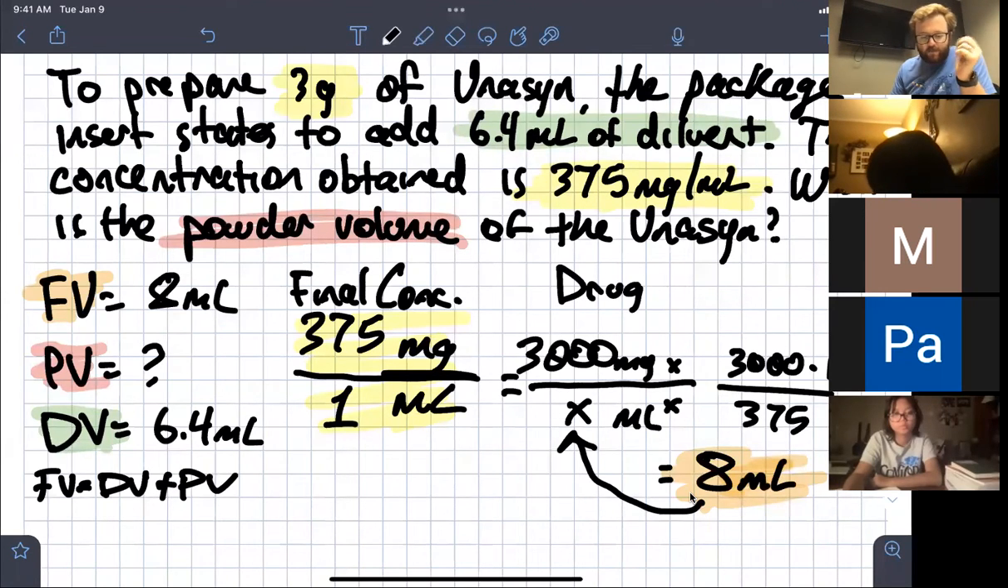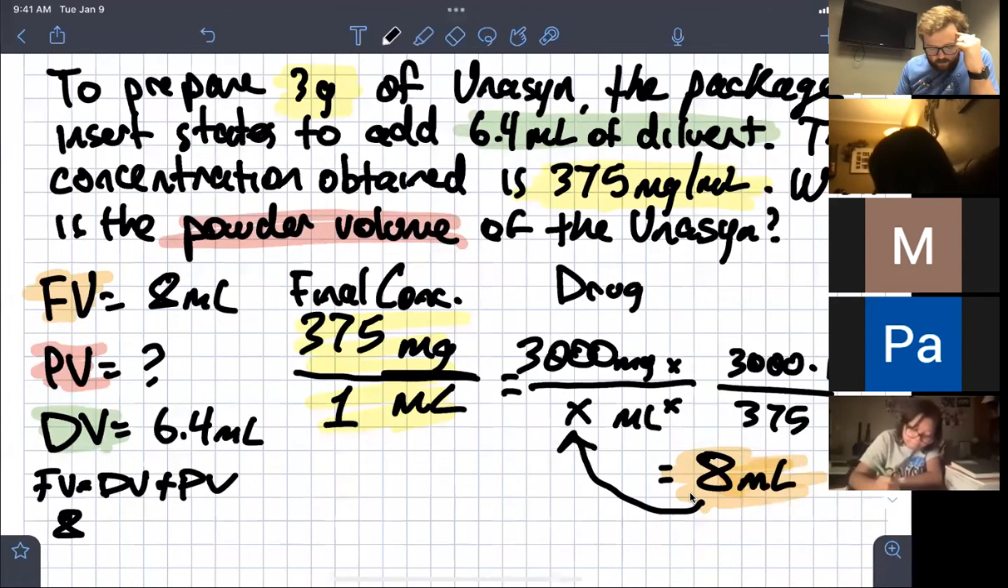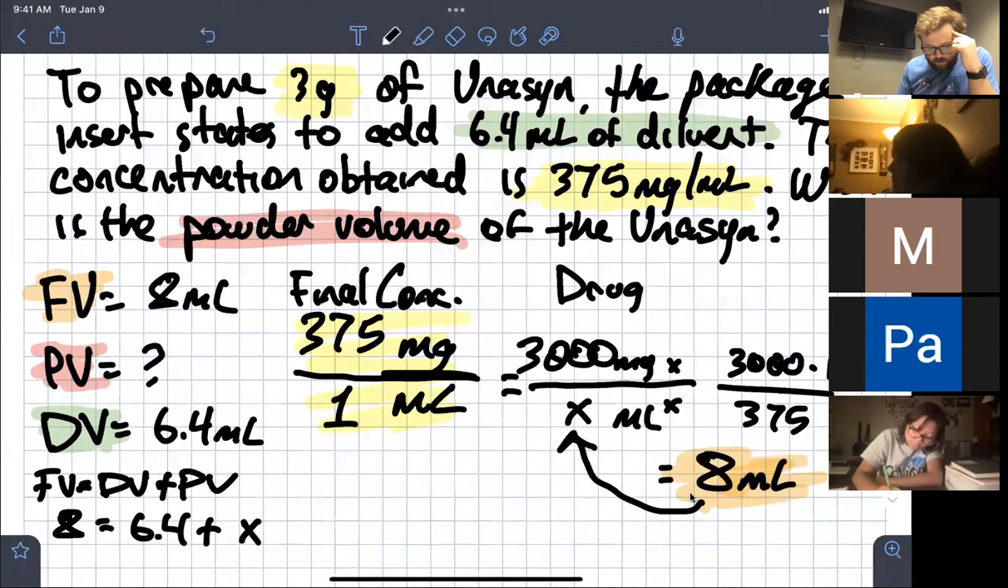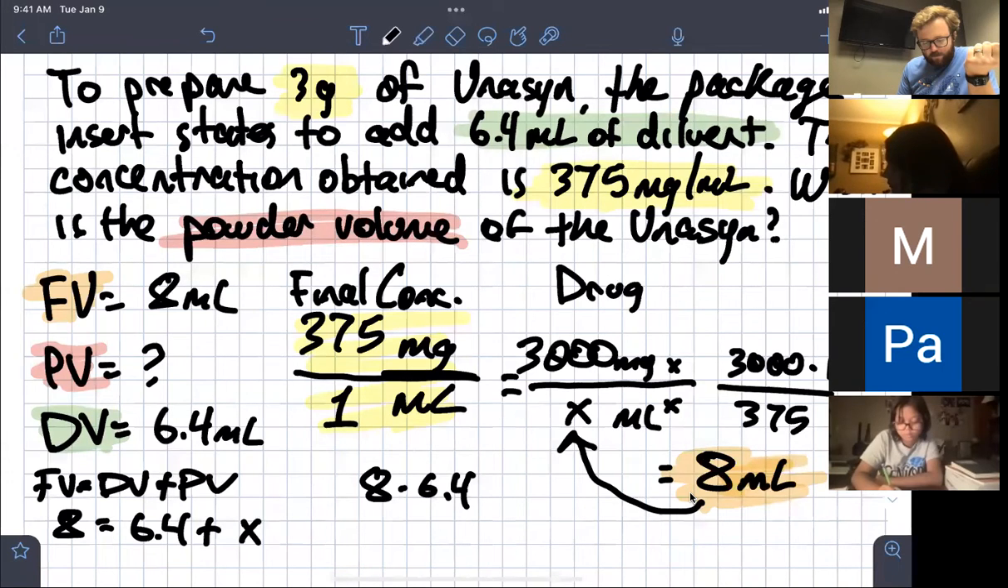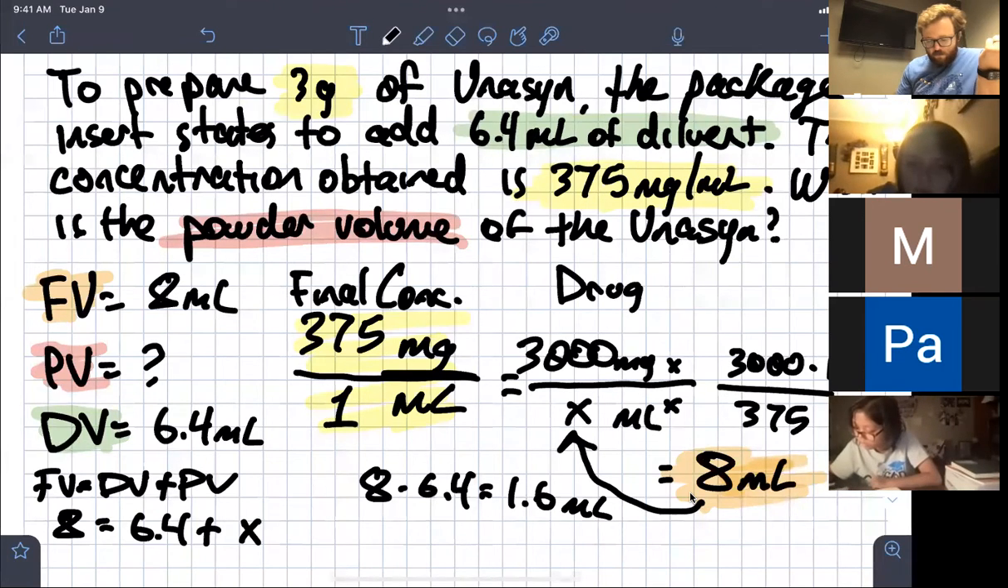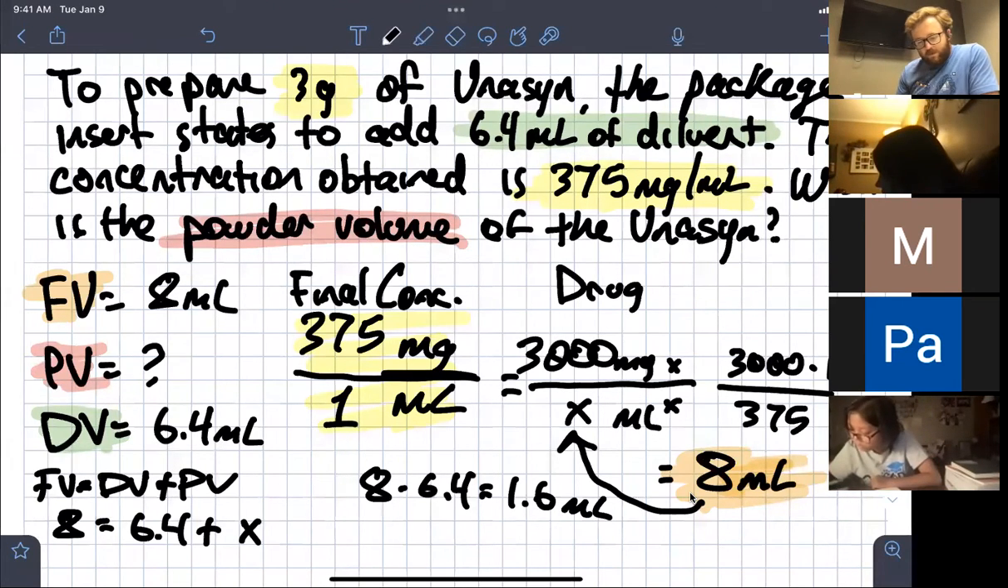Okay, in that equation, I have 2 of my numbers identified. Does that mean I can solve for my other one? Yes. So I have 8 equals 6.4 plus unknown. So if you know anything about algebra or just arranging formulas, how do I solve for that? I do 8 minus 6.4. Did you get 1.6?